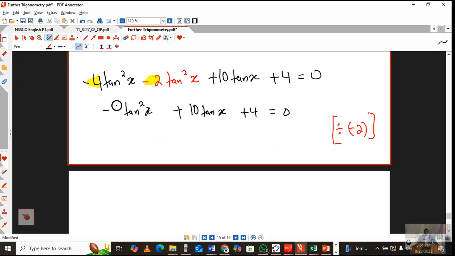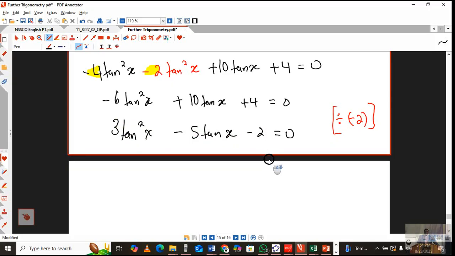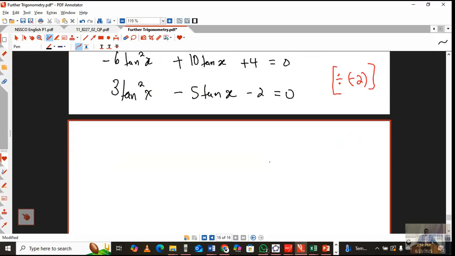So there's negative 6 over here. Negative 6 tan square x plus 10 tan x plus 4. I'm still going to divide throughout by negative 2, doesn't matter. That is going to give me 3 tan square x minus 5 tan x minus 2. Now it looks a little bit nicer. Now I can actually factorize.